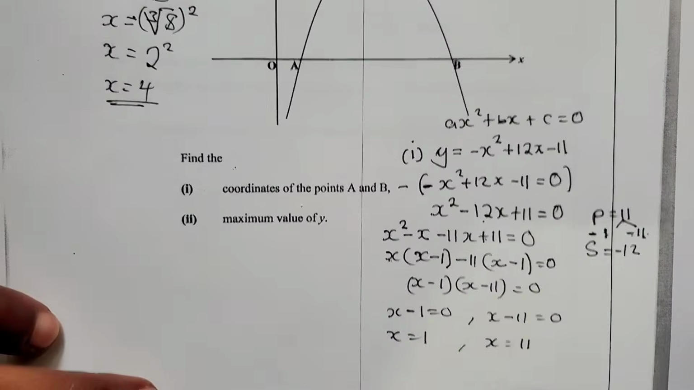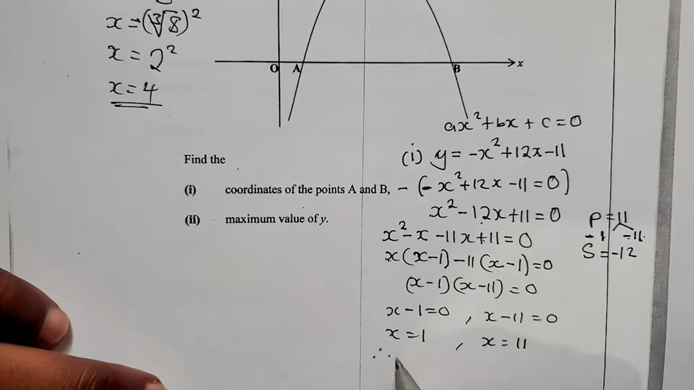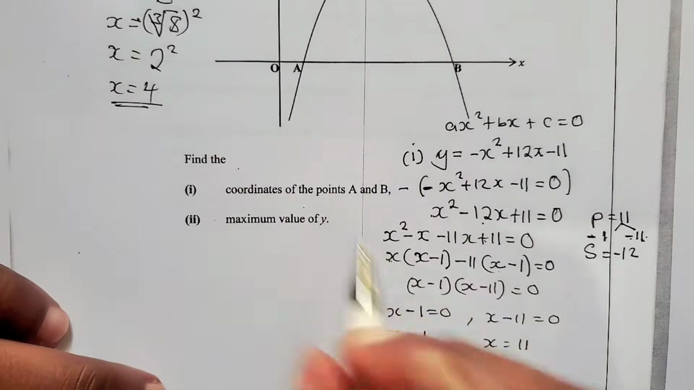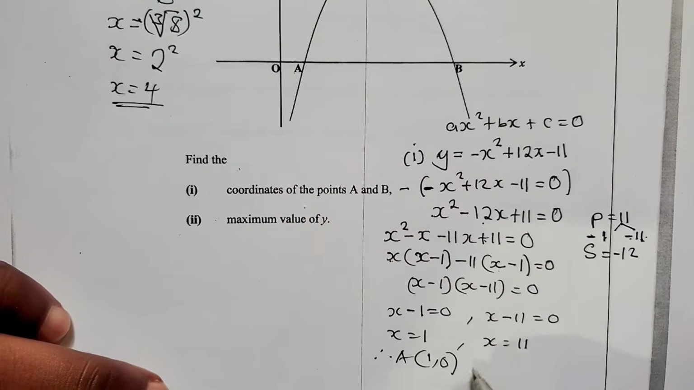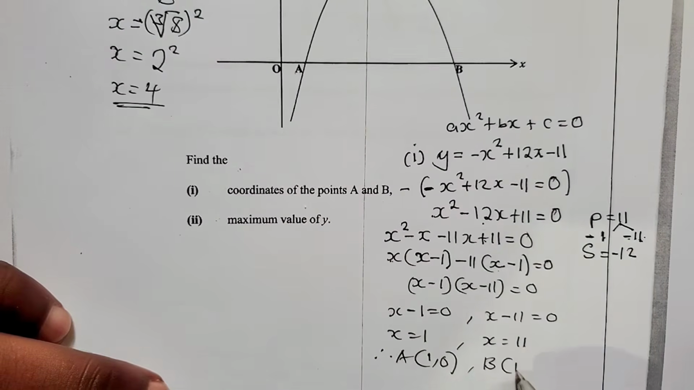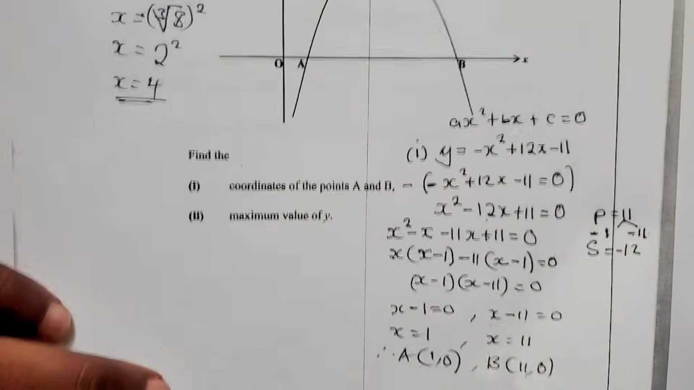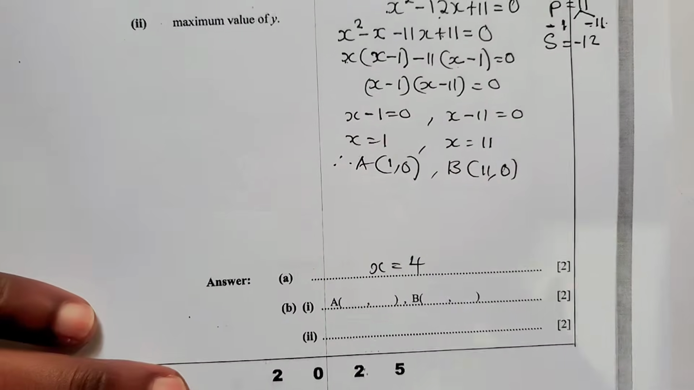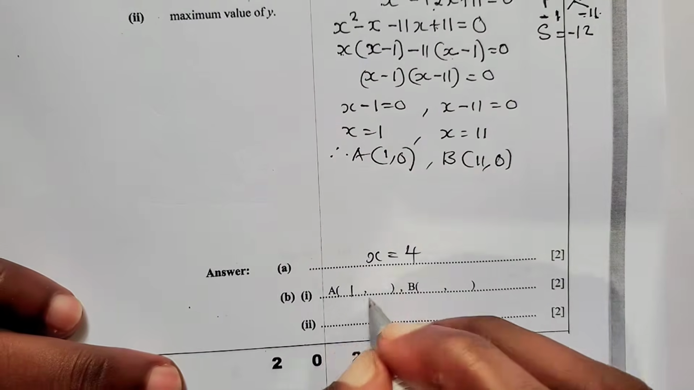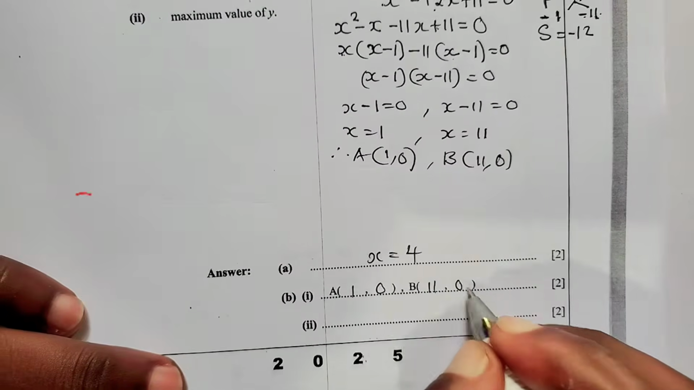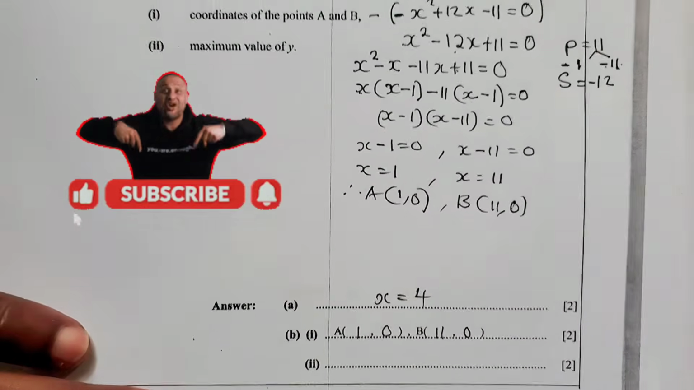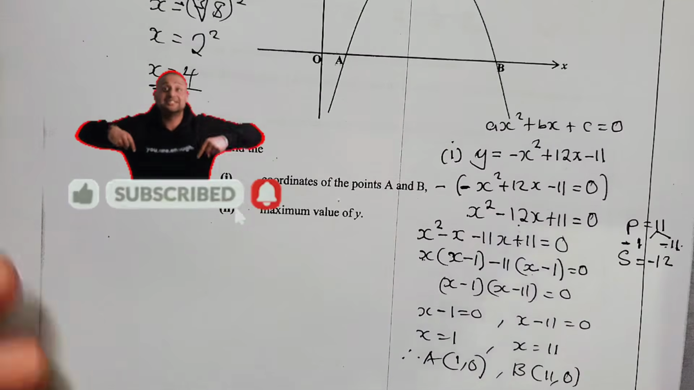So the coordinates: A, the value of x here is 1, the value of y is 0. Then B, the value of x is 11, the value of y is 0. So you can bring your answers here and write (1, 0) and (11, 0). Simple as this.